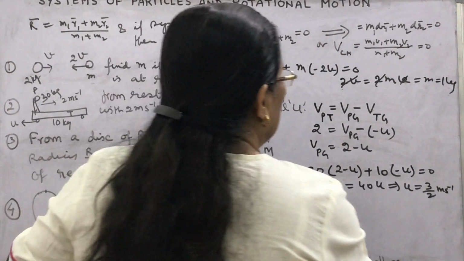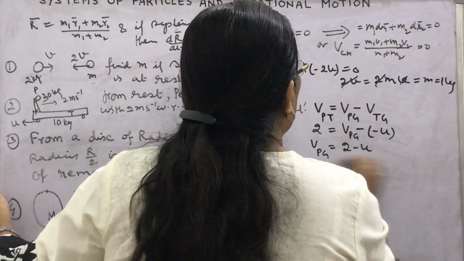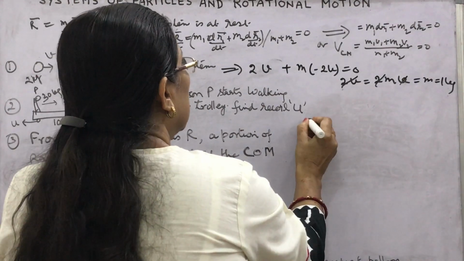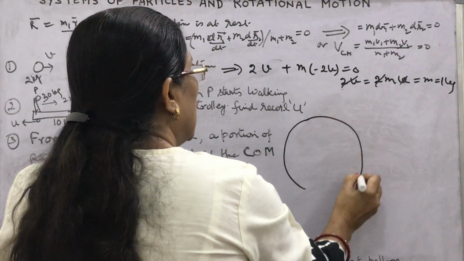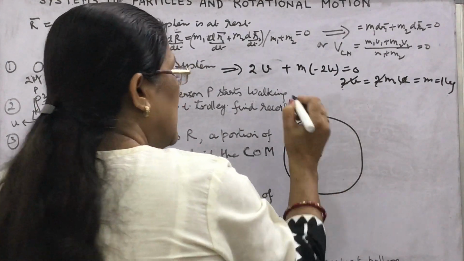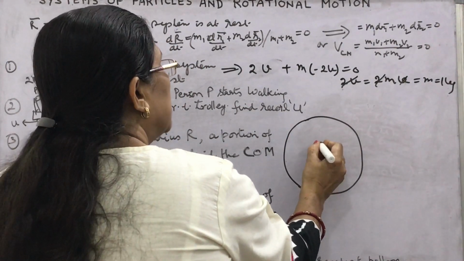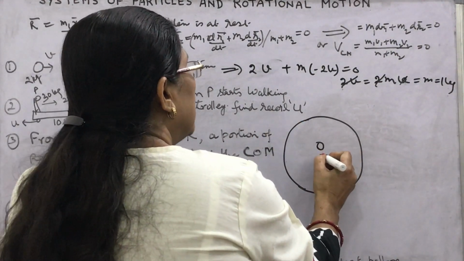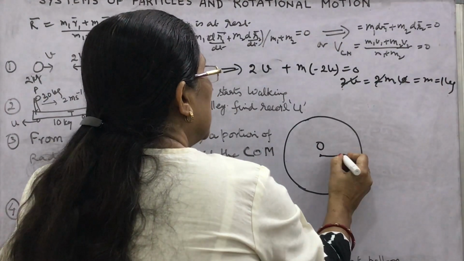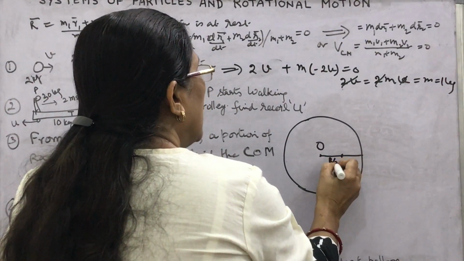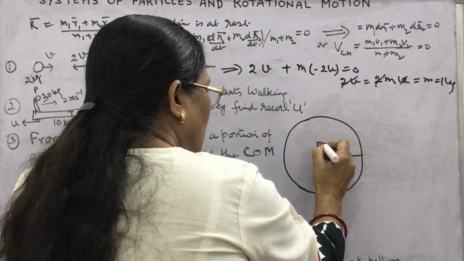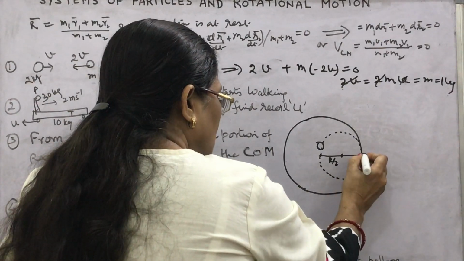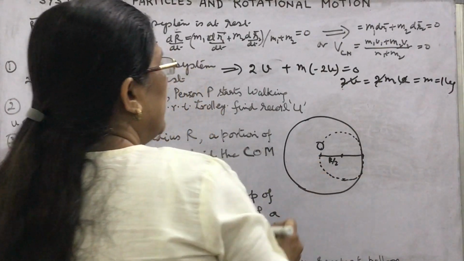Okay, now look, a disc is given and the radius of the disc is r. Suppose this is the disc of radius r. The geometrical center will be the center of mass. Suppose this is O. What happens? An r/2 portion is cut off. If this is r, then this will be r/2, and the circle of r/2 radius is cut off from the disc. Okay, so obviously it will be like this.